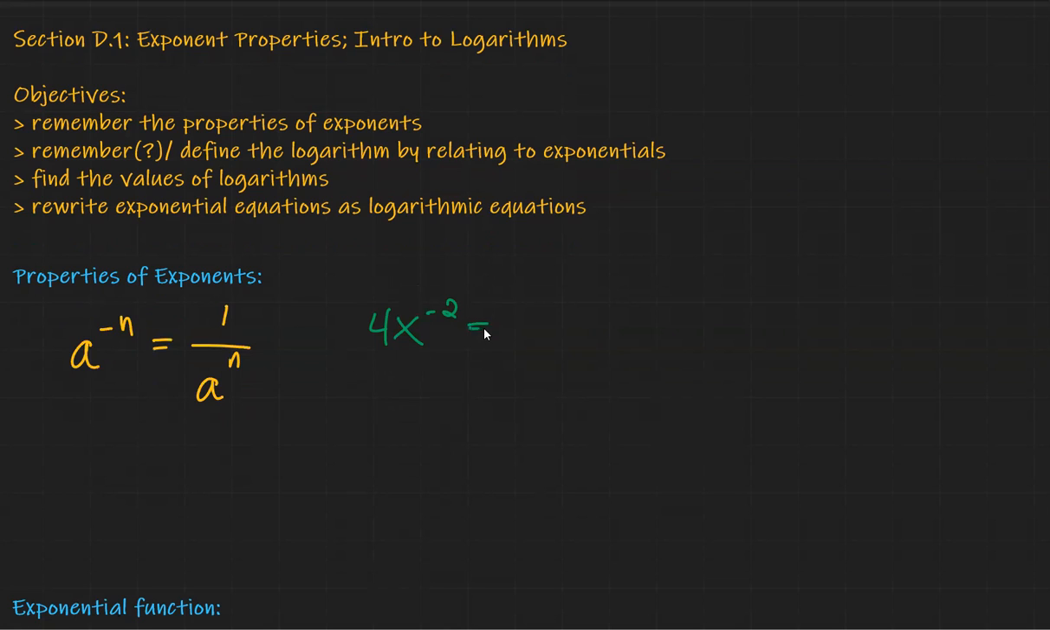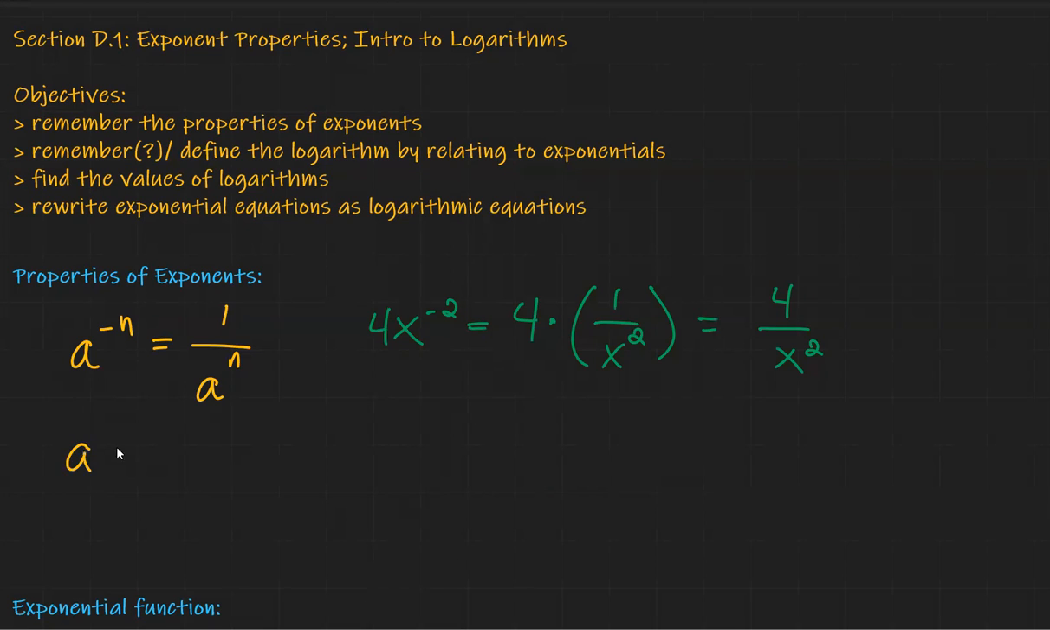So that's equal to 4 times 1 over x. Then I make the exponent positive, so x squared. And that becomes 4 over x squared. All right, so it's only taking the reciprocal of the base that it's applied to, right? So just kind of keep that in mind.